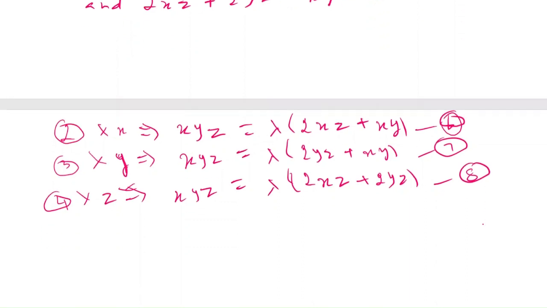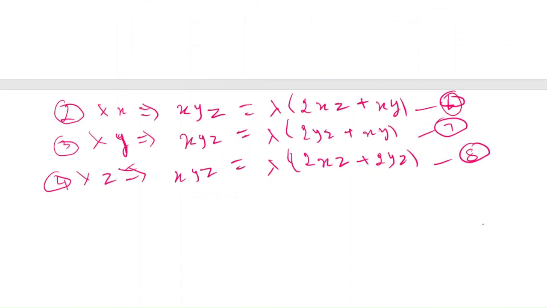So suppose lambda equal to 0, what will we get? We get xyz equal to 0. That is meaningless because xyz is nothing but volume. Volume will be 0 if lambda equal to 0. So here lambda not equal to 0. We conclude that lambda not equal to 0.